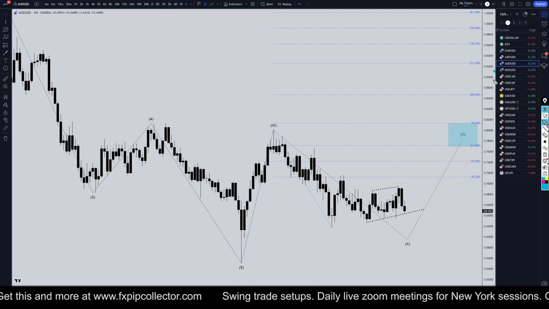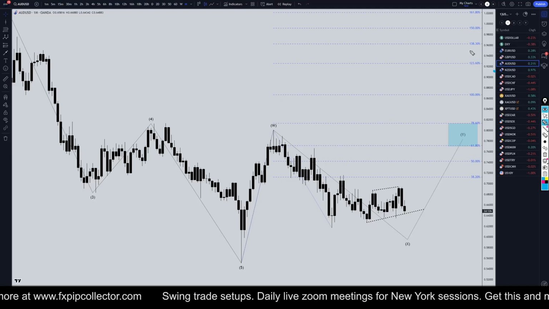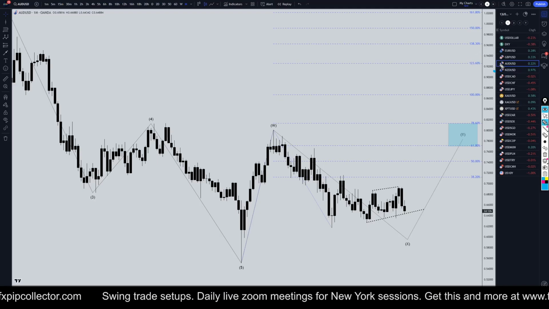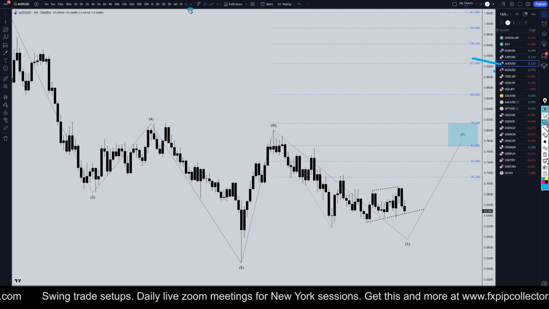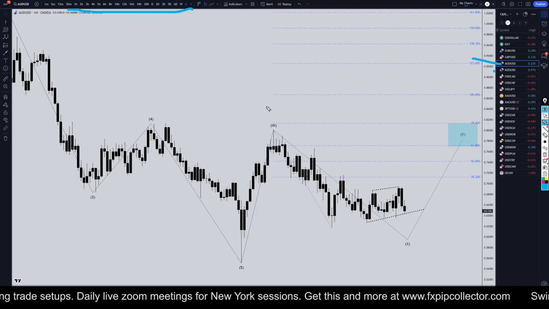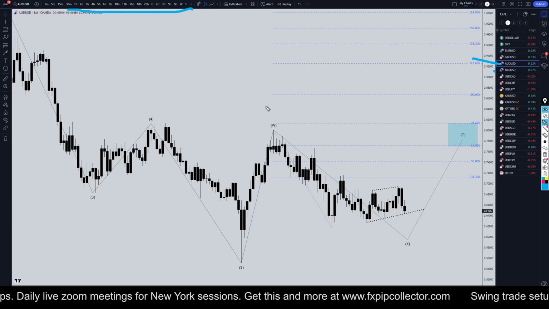Today is Wednesday, November 27th, and I'm going to be analyzing the Aussie US dollar, starting on the monthly, working my way all the way down to the 1 hour time frame for the full top-down analysis.